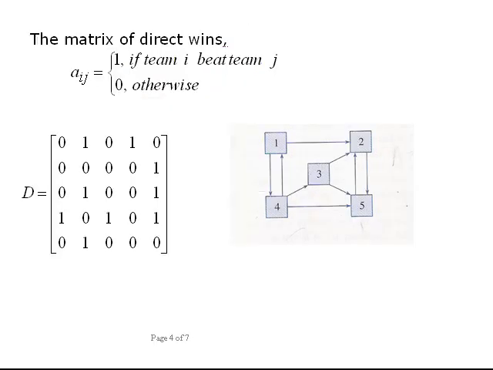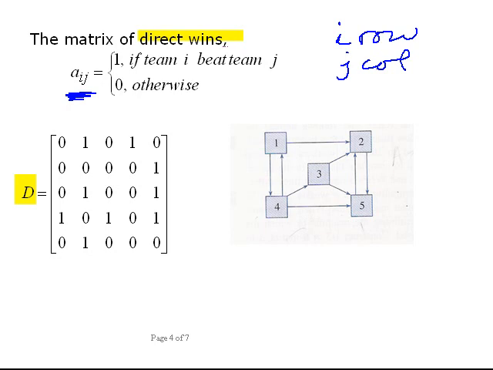The first matrix we construct is the matrix of direct wins, and I've called that D just because it's direct wins. There's no set terminology for this. You could name the matrix anything you wanted. Here's the rule, though, for determining the elements of the matrix. It's a piecewise function on the element ij. Remember, i is the row and j is the column number.